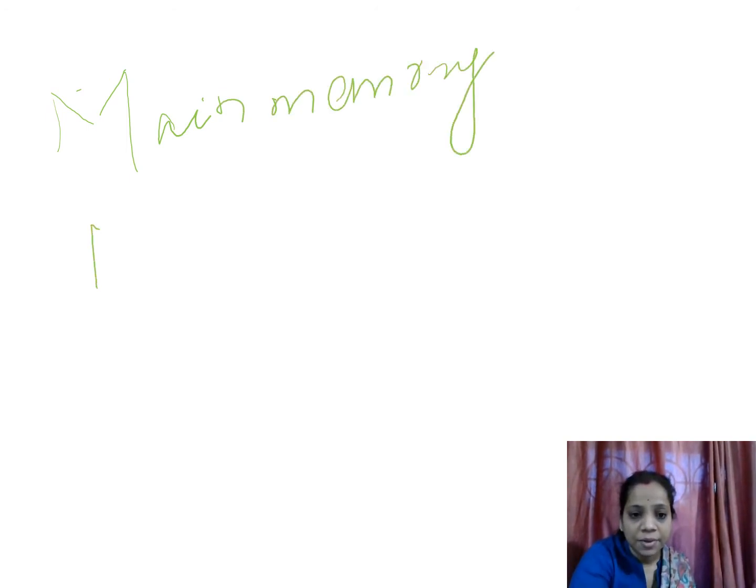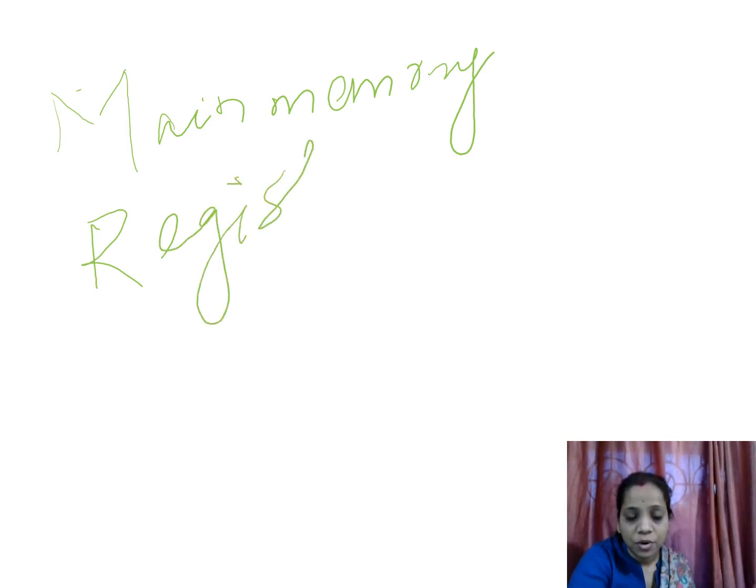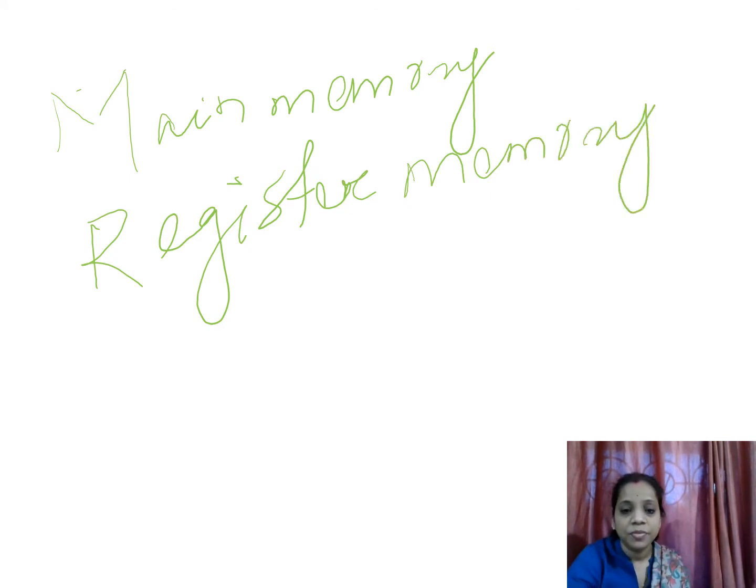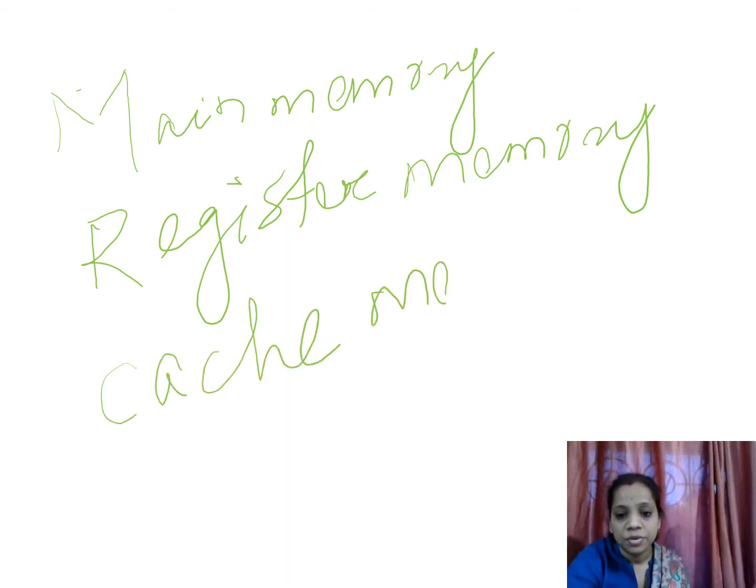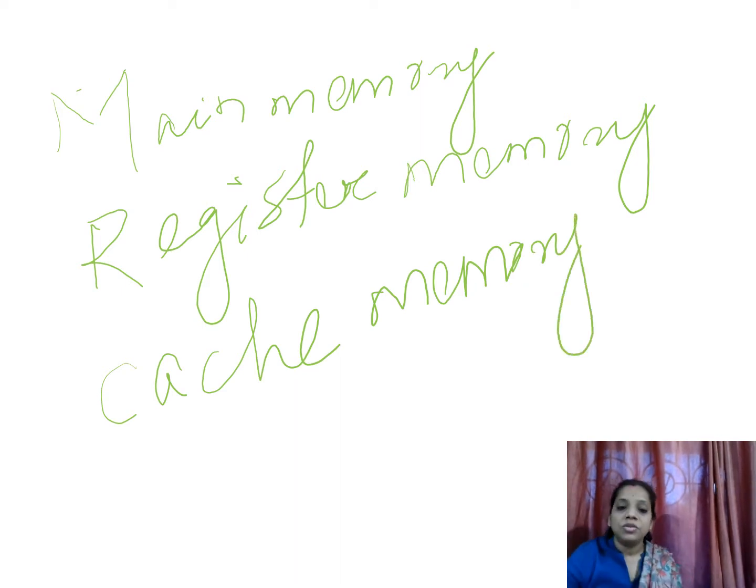Now we'll think that we have main memory, and also we know that we have register memory. For temporary storage of data during program execution, we also have register memory. So now the question is, what is the need of another kind of memory, which is known as cache memory? We should know why we use cache memory. What is the need of the cache memory?